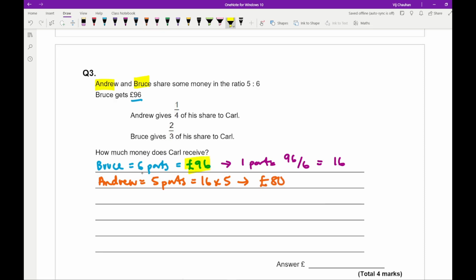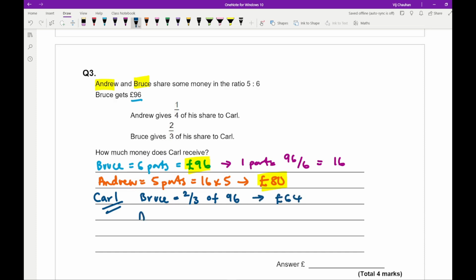So now that we know how much Bruce and Andrew get, we can now work out how much of their proportion they give to Carl. So in terms of Carl, let's use a different colour. Looking at Bruce, Bruce gives 2/3 of Bruce's amount, which is £96. So from this I need to do 96 divided by 3 times 2, which gives us a value of £64.